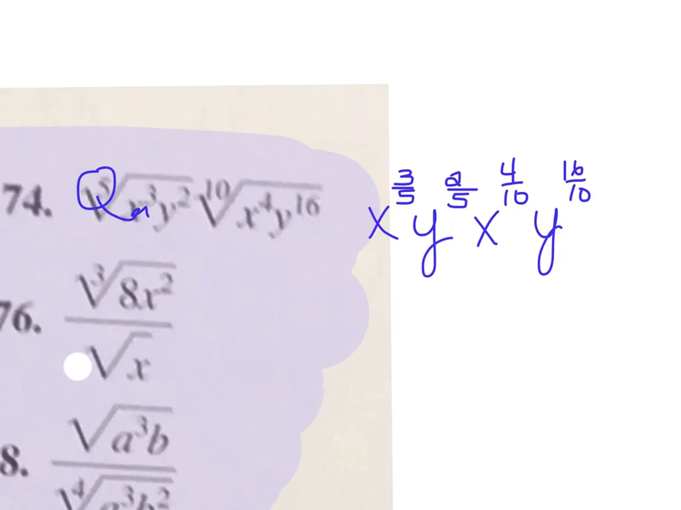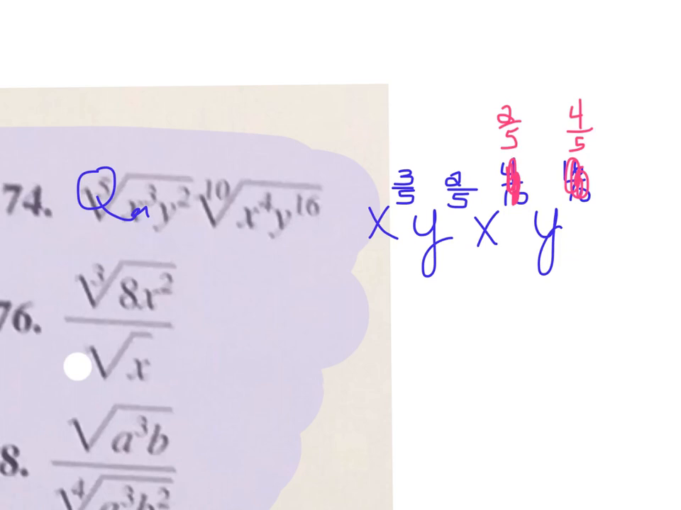What does 4/10 become? 2/5. And what does 16 over 10 become? Why did I do that? Okay, because you have to. But think about it. When you have the same bases, right, you can combine. When you have the same bases and you're multiplying, you add exponents.